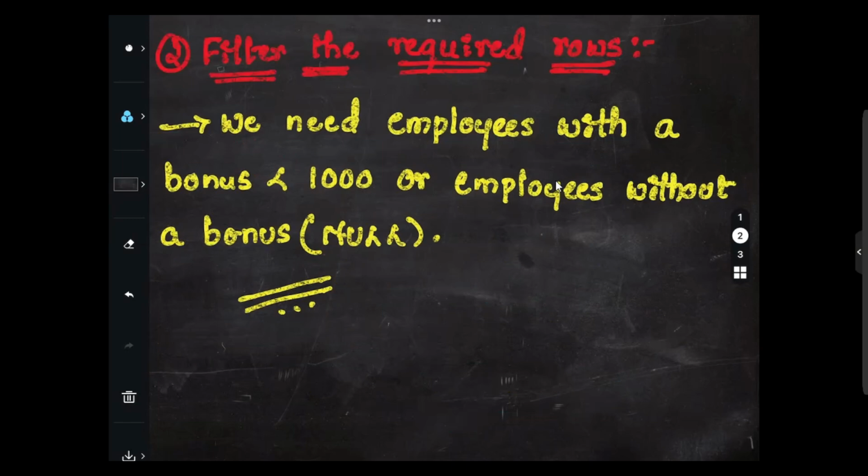Just remember this. The second step, after making use of the left join, is that we will filter the required rows. So we need employees with bonus less than 1000, right?